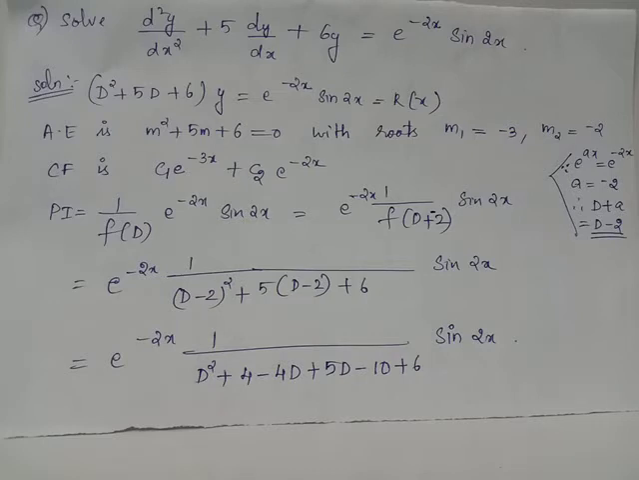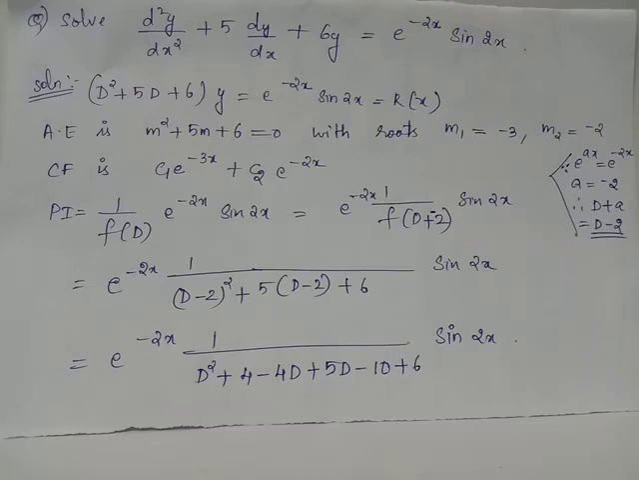In order to find out particular integral, since the RHS is of the format e raised to ax into a function on independent variable x, we have 1 by f of D acting on e raised to negative 2x sine 2x can be rewritten as e raised to negative 2x multiplied to the new operator 1 by f of D plus a acting on sine 2x, where a is the coefficient of x which appears in the power part of exponential function. Here, instead of e raised to ax, we have the function e raised to negative 2x, from which we have a equals minus 2.